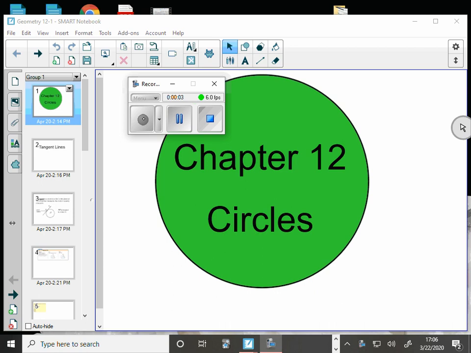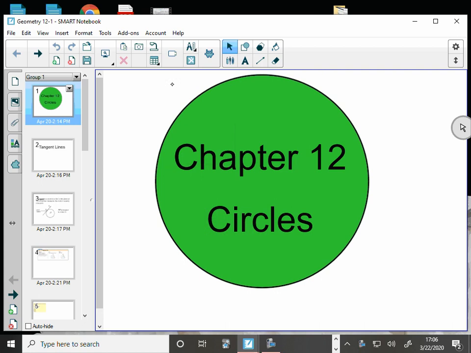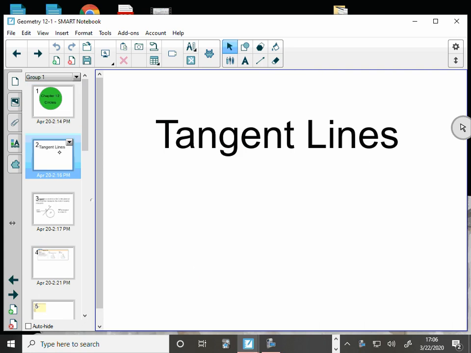All right, let's talk about circles. This is from chapter 12. We'll come back to chapter 11. We're going to go ahead and do chapter 12. Section 1, circles. The first thing that we're going to talk about are tangent lines.